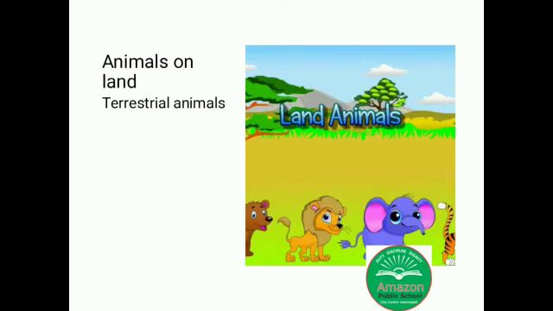Animals on land. Animals that live on land are known as terrestrial animals. Different types of terrestrial animals are found in different habitats. For example, camel in Thar desert, Royal Bengal tiger in Sundarbans, and polar bear in Arctic region.